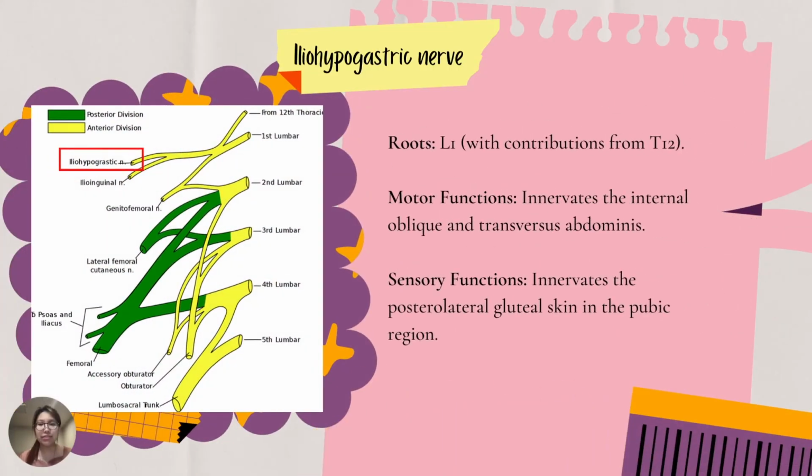The iliohypogastric nerve is the first major branch of the lumbar plexus. It runs to the iliac crest along the quadratus lumborum muscle of the posterior abdominal wall. It then perforates the transversus abdominis and divides into its terminal branches. The root is L1, with contributions from T12. The major function is to innervate the internal oblique and transversus abdominis. The sensory function is to innervate the posterolateral gluteal skin and the pubic region.